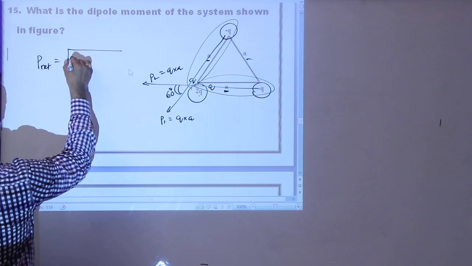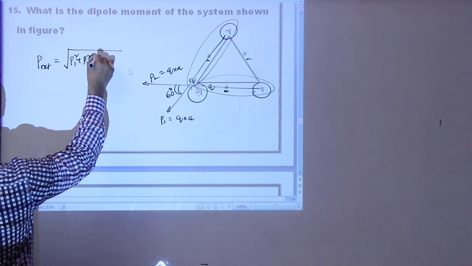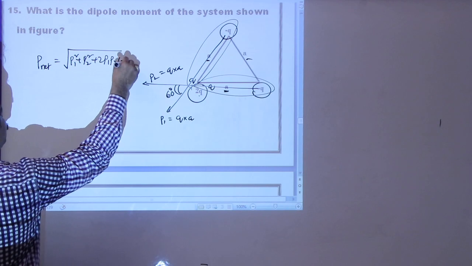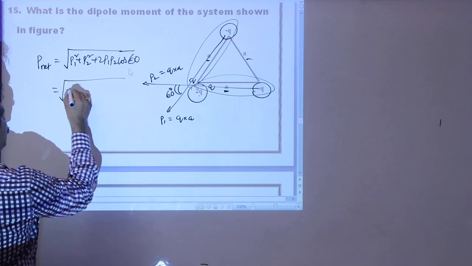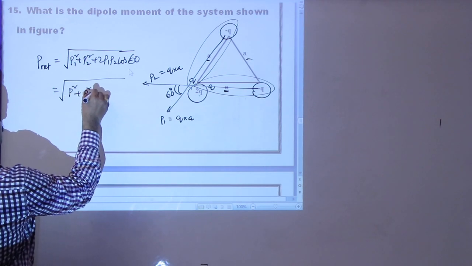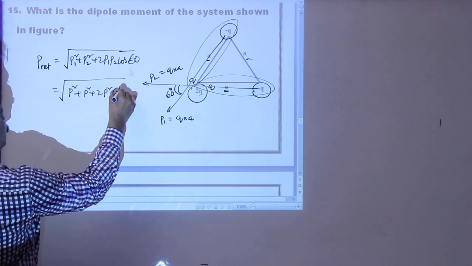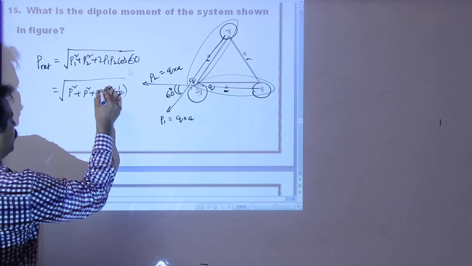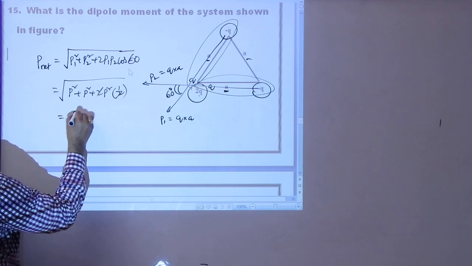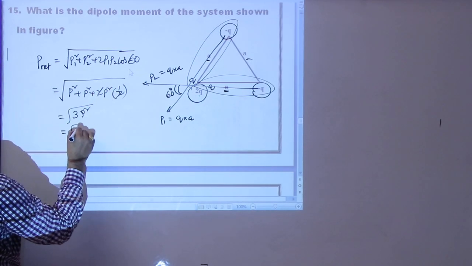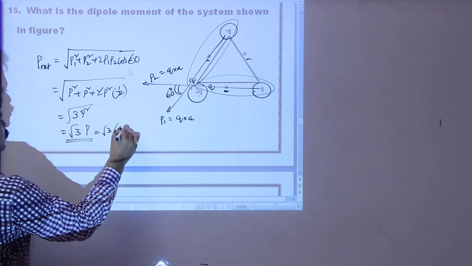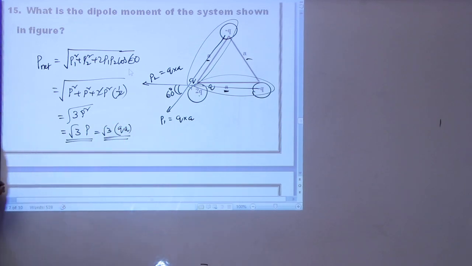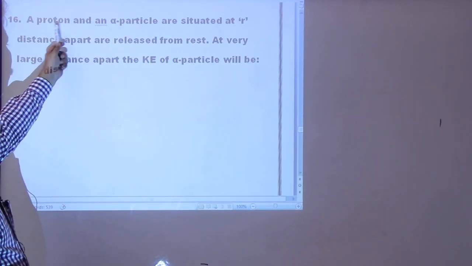So the net dipole moment is given by root over P1 square plus P2 square plus 2 P1 P2 cos 60 degrees. Here, root over P square plus P square plus 2P square times 1 by 2, because cos 60 is 1 by 2. The 2 gets cancelled. This is root of 3P square, which is root 3 times P, where P is equal to qA. This is the net dipole moment.